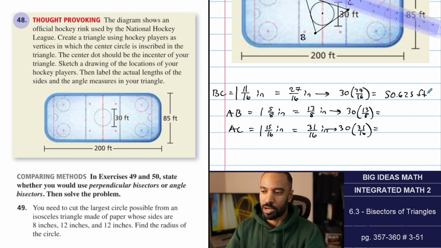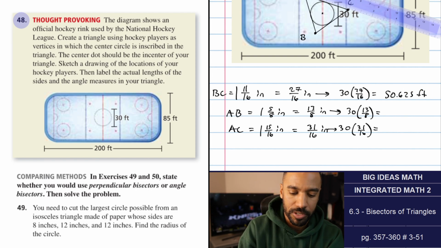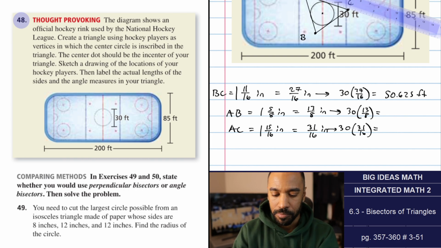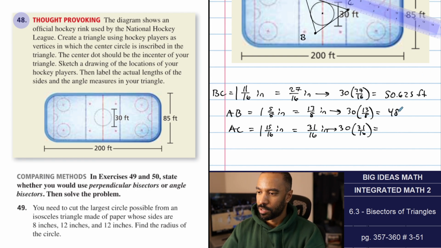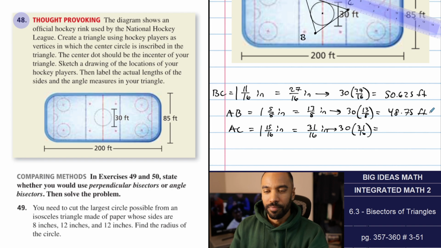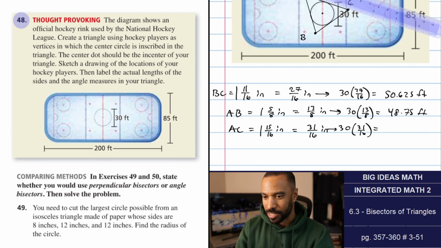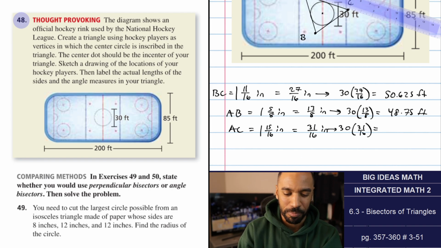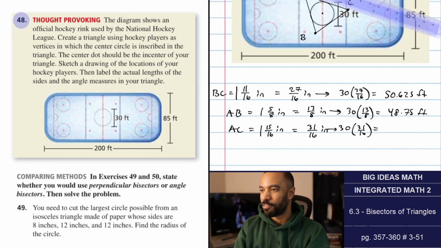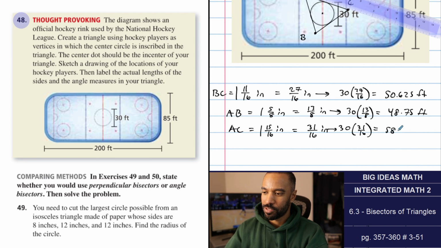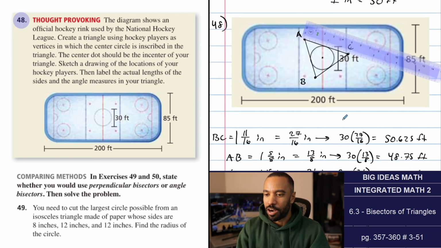50.625 feet. Okay, that's not an approximation. None of these actually will be actual approximations. 30 times 13/8, 48.75. I could use something called the law of cosines to get these angle measures, but that's pre-calc or calculus or whatever. 30 times 31/16. I'm not going to do that. 58.125 feet. So that's what those measurements are there for, those lengths.